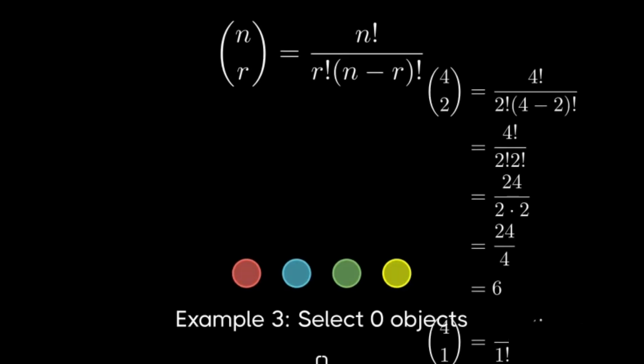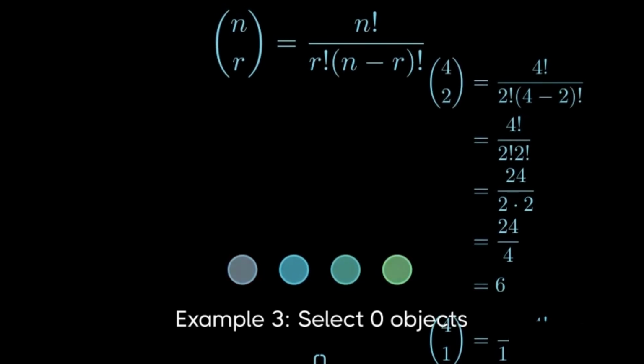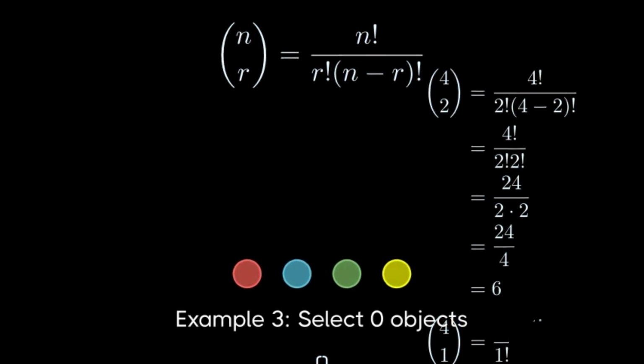What we've discovered is a beautiful example of mathematical consistency. The combinations formula and our intuitive understanding of selecting 0 objects both lead us to the same conclusion. 0 factorial must equal 1. This seemingly strange definition turns out to be perfectly logical when viewed through the lens of combinatorial mathematics.